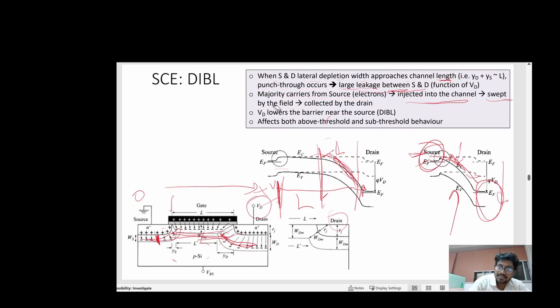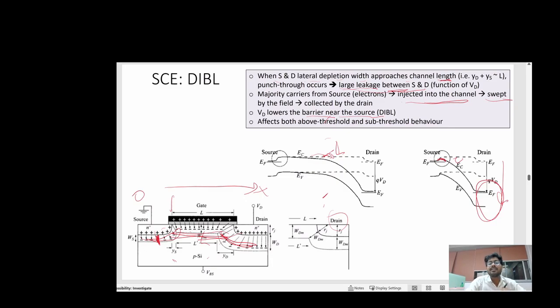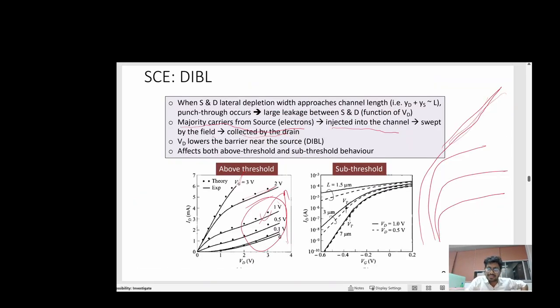VD lowers the barrier near the source. This is what we have seen. This is the source. This barrier is lowered because of the drain voltage. This is the subthreshold, and let us see with the subthreshold as well.